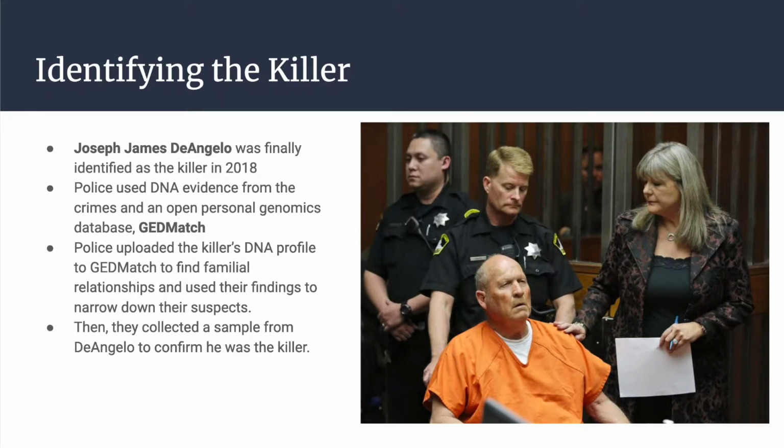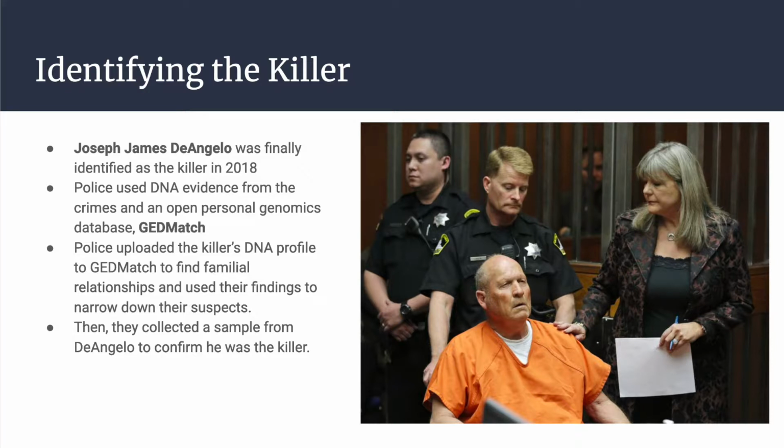It wasn't until just last year that police were able to track down Joseph James DeAngelo as the Golden State Killer when they used DNA evidence and a public genomics website called GEDmatch. GEDmatch is a website that allows its users to upload and compare DNA profiles created by other popular genealogy services that you may have heard of, such as 23andMe and Ancestry DNA.